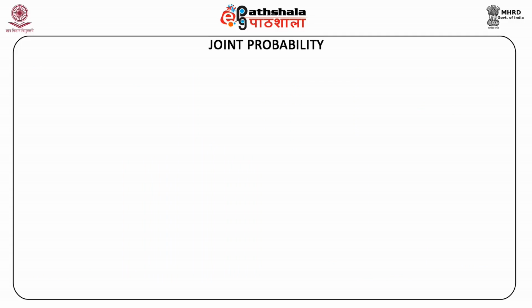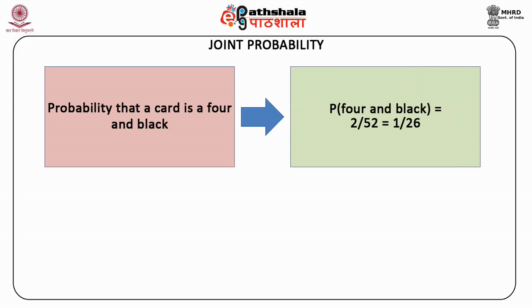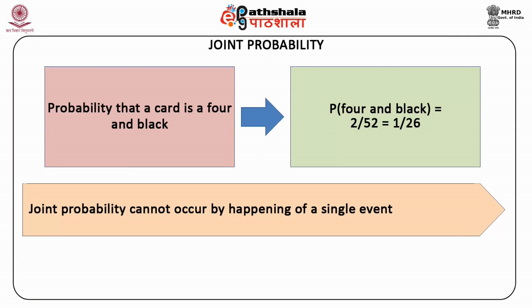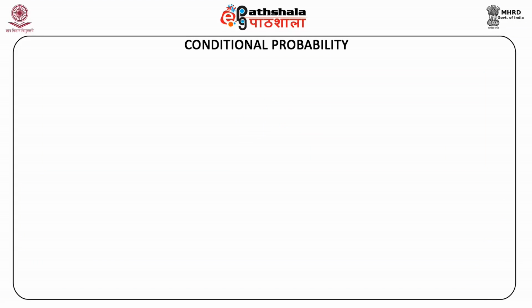Understanding it with the help of an example. Find the probability that a card is a 4 and black. Probability of 4 and black is equal to 2 upon 52, which is further equal to 1 upon 26, since there are two black 4s in a deck of 52, the 4 of clubs and the 4 of spades. Please note, joint probability cannot occur by happening of a single event, but by the occurrence of at least two events simultaneously.